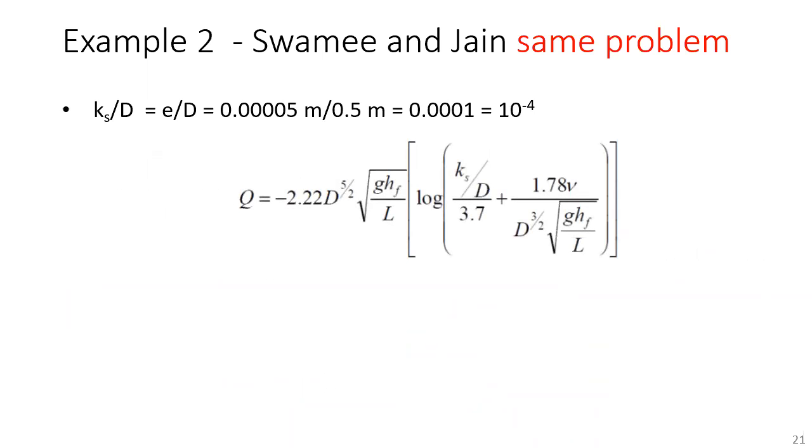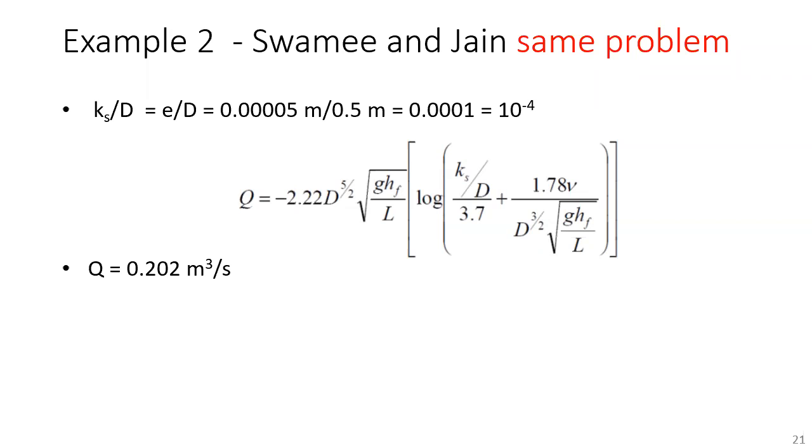We're going to use the combination of Swamy and Jain and Darcy-Weisbach. When we plug in everything we know into this equation, we get 0.202 cubic meters per second. Remember, backing up, the first way we looked at this was to calculate Reynolds number times friction factor to the 1/2. And when we did that method, we got 0.2 cubic meters per second.